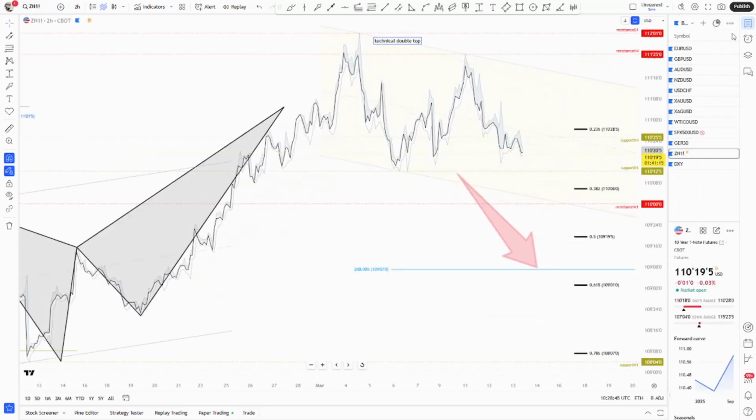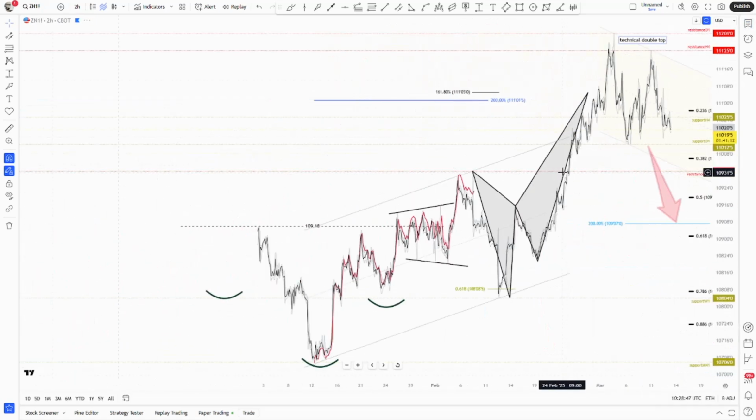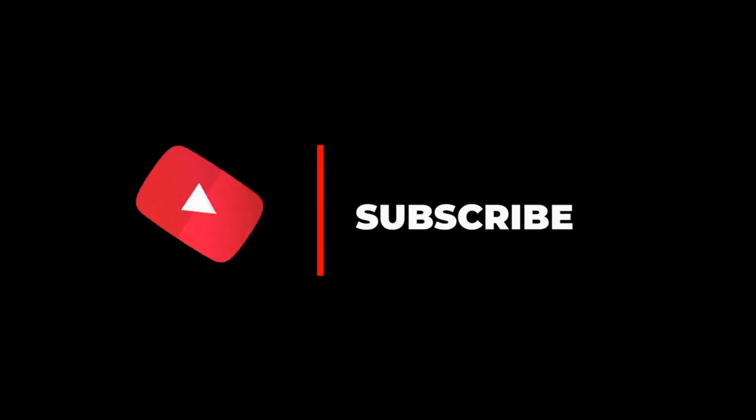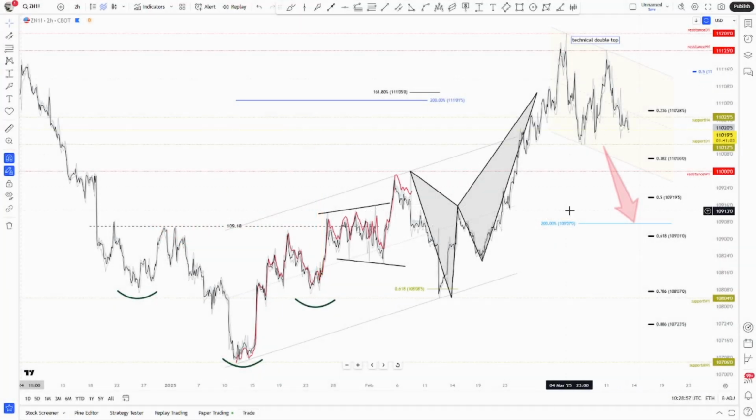Now let's finish with the 10 years, the United States 10 year bonds. We have also a technical double top, and we have a neckline at 110.12. So basically we are paying attention to this neckline. If the price breaks below these levels, I'm anticipating a move towards 109. Basically we have a 61.8% Fibonacci retracement right below, so pay attention to this possibility also for the bond.